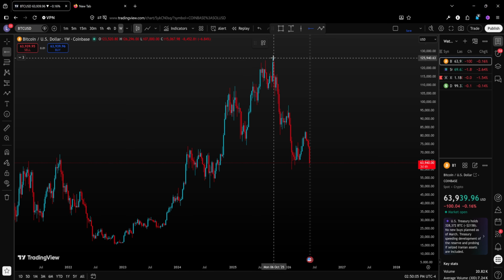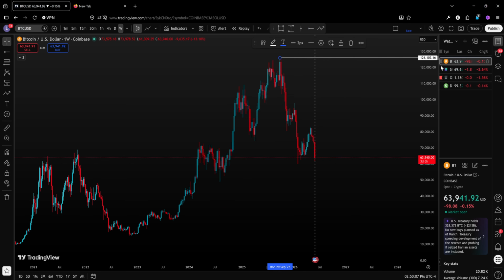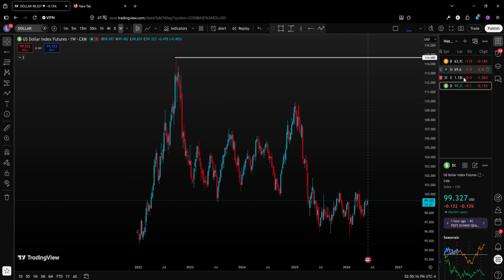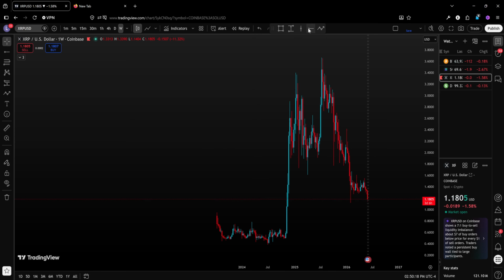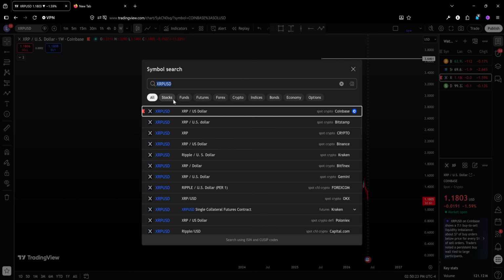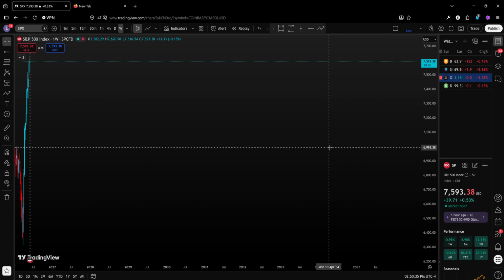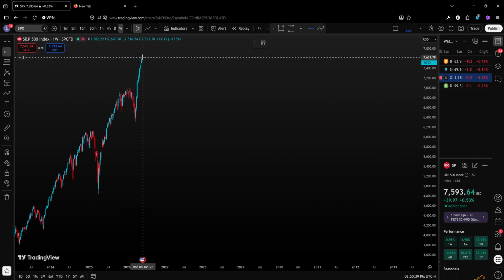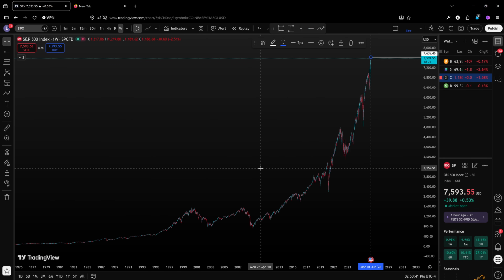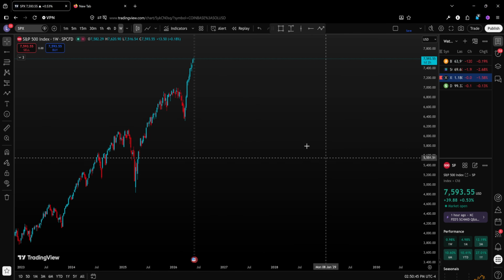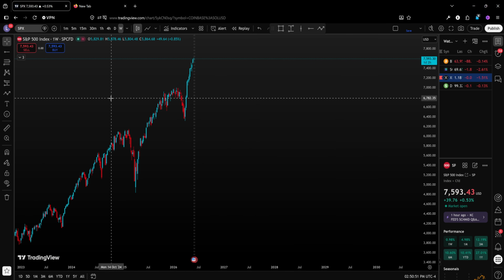Bitcoin, all-time high is right there. Highest point that it got in the market. The US dollar index fund, highest point that it got to. XRP, wasn't it $3? Yeah, highest point that it got to. If we go to the S&P, actually making all-time highs right now, which is kind of crazy. But this would be the all-time highs right now for the S&P 500 index. And yeah, let's talk about the daily.